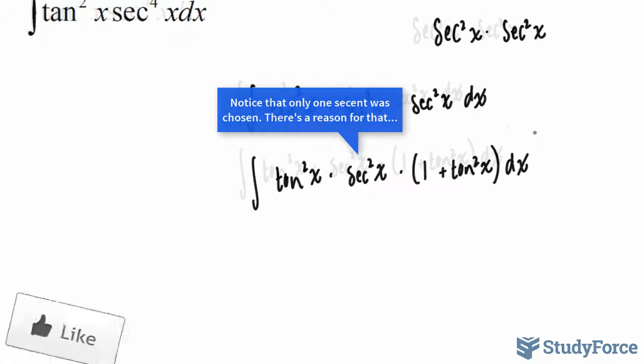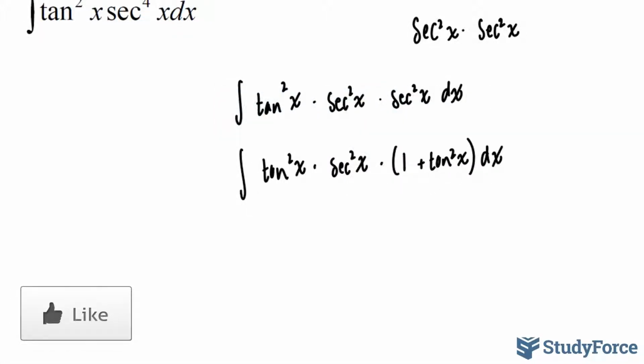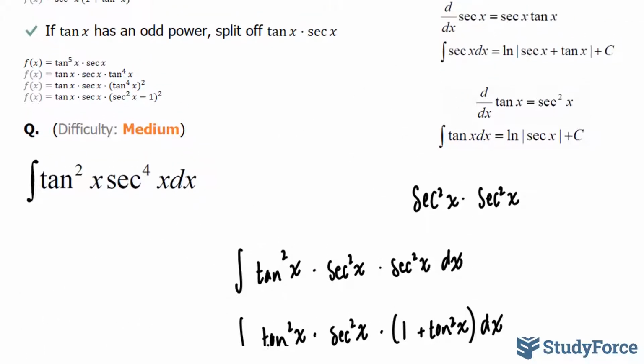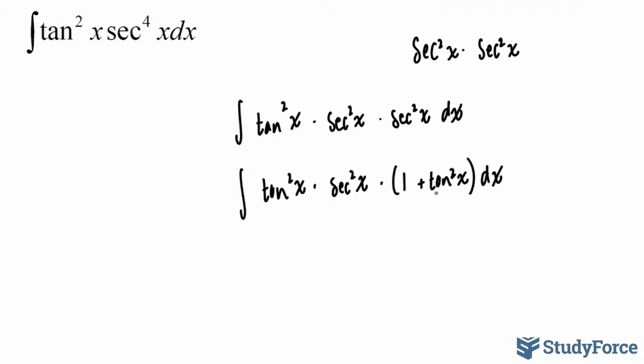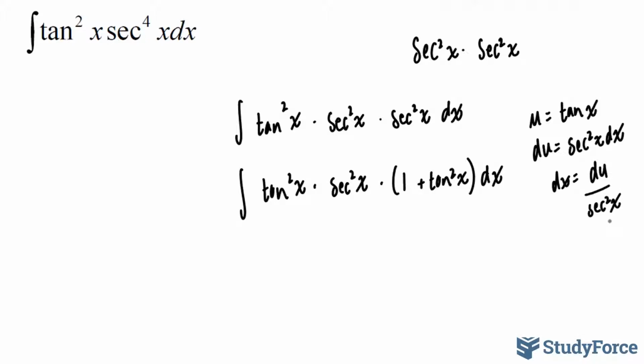tangent²x dx. Now since taking the derivative of tangent gives me secant²x, I'll set my u for my u substitution as tangent. So u is equal to tangent x, and the derivative of this is du equals secant²x dx, and therefore dx is equal to du over secant²x. I'm going to replace dx with this, and also replace tangent with u.